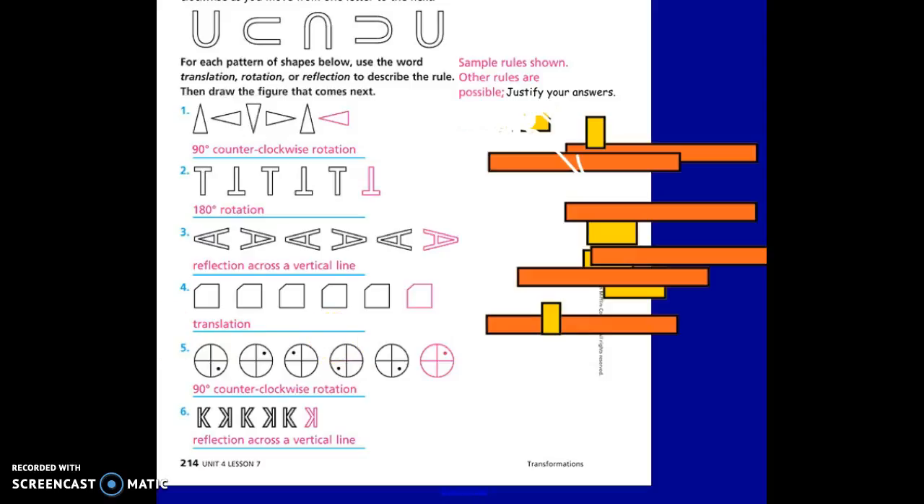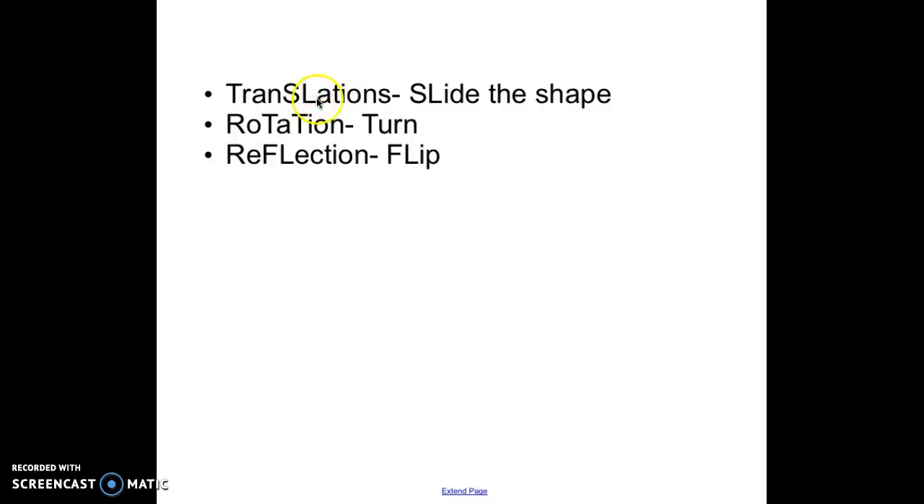One more time, let's review. A translation is a slide of the shape. A rotation is a turn, and a reflection is a flip. That concludes lesson 4.7.